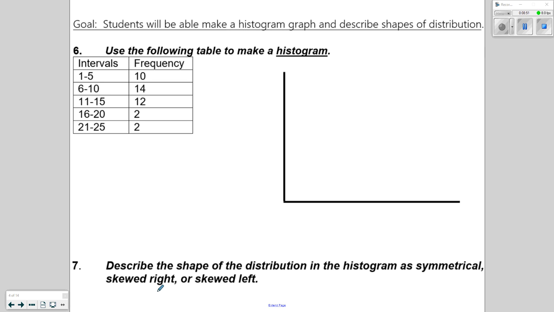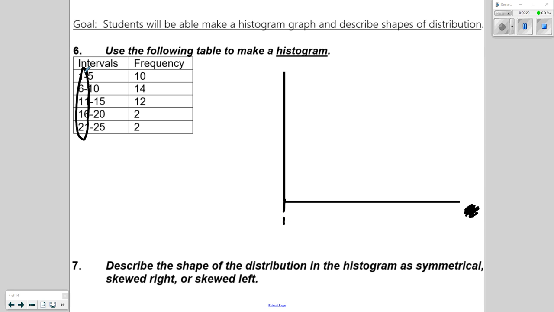So we got 6. This one's going to take a little bit longer because we have to actually make a graph for this one. We're going to use the following table to make a histogram. Those intervals are key on the left side. These intervals are going to be how we construct what is essentially our x-axis here. It's not really our x-axis, but it's going to be treated pretty much like our x-axis.